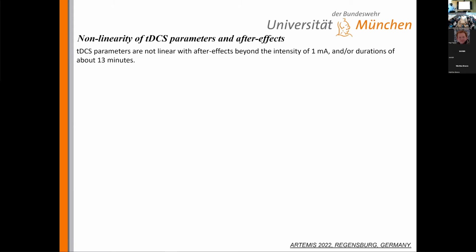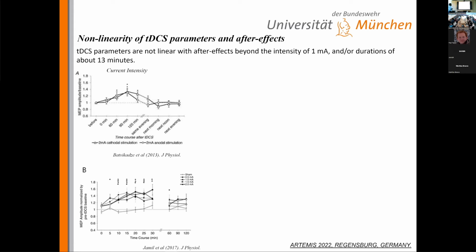But of course, the story is more complicated as the years went by. It's not just that when you stimulate with anodal stimulation, you will have an increase in cortical excitability, and with cathodal it is the reverse. Beyond 1 milliampere current intensity and 30 minutes, we see a lot of variability and a lot of differences in the outcome. For example, in the current intensity domain, as was shown back in 2013 by Batsikadze, we see that both 2 milliamperes of cathodal stimulation and 2 milliamperes of anodal stimulation show exactly the same thing. So obviously, something is going on here.